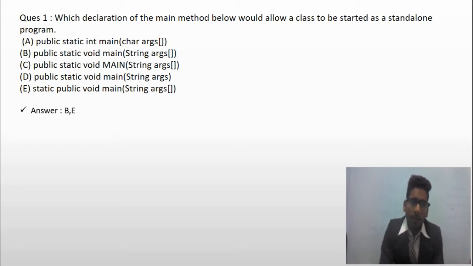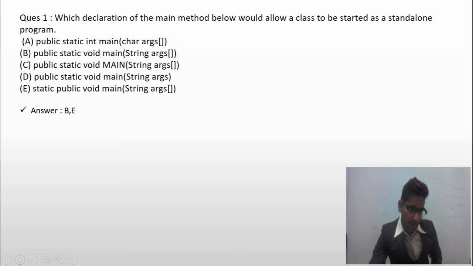Now option C, public static void Main String args square brackets. Now in this one, the main is written in capitals, and we already know that Java is case sensitive, hence option C is incorrect. Option D. At a glance, option D looks correct because everything is fine, but if you look carefully, at the end of args, square brackets are missing. So option D is incorrect. Now option E. Now this seems to be interesting: static public void main String args square brackets, everything is the same except the sequence of public and static is changed. So for your kind information, let me tell you the static and public are interchangeable. Okay, so option E is correct.